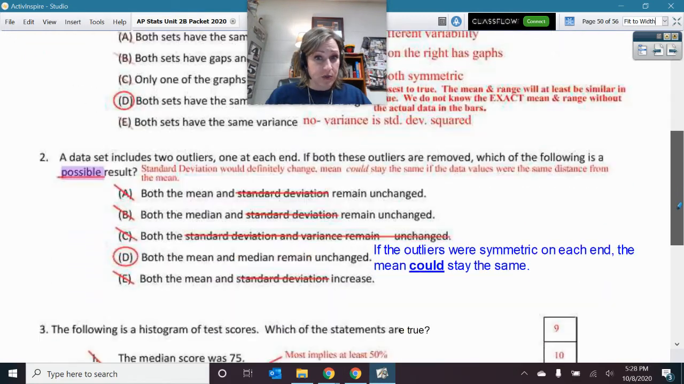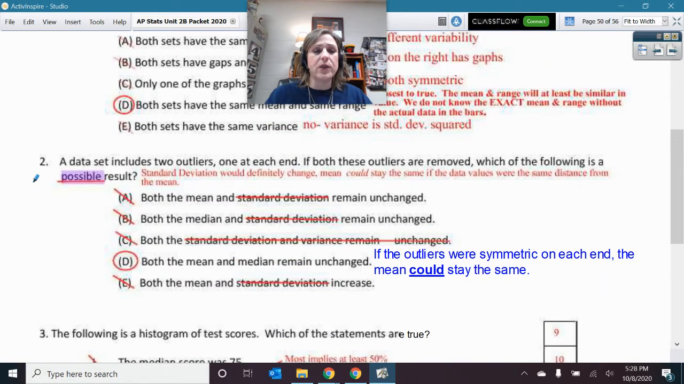Now, this next one is interesting. Keep in mind it says which of these is a possible result. Okay, so if you have a data set and you take off those outside pieces of data, the variability, the standard deviation, the average distance from the mean has definitely decreased. Okay, it has. So here, this is wrong. It hasn't remained. The standard deviation is not unchanged. The standard deviation and variance are not unchanged. E says that the mean and standard deviation have increased.